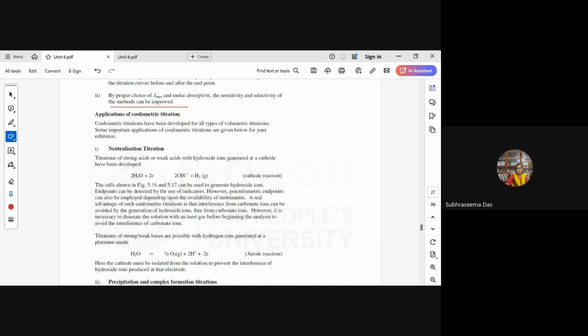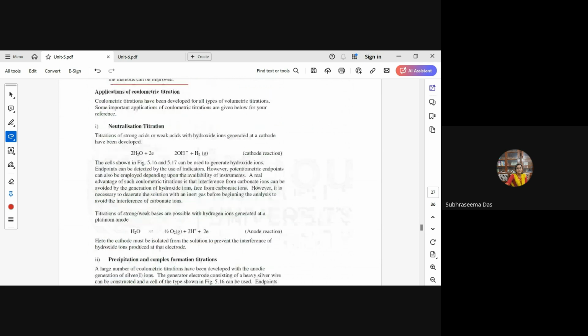Now, the applications of coulometric titration: they have been developed for all volumetric titrations. The first is neutralization titration. Titrations of strong and weak acids with hydroxide ions generated at a cathode have been developed following this reaction. The endpoints can be detected by the use of indicators. However, potentiometric endpoints can also be employed by using commercially available instruments. A real advantage of such coulometric titration is that the interference from carbonates can be avoided.